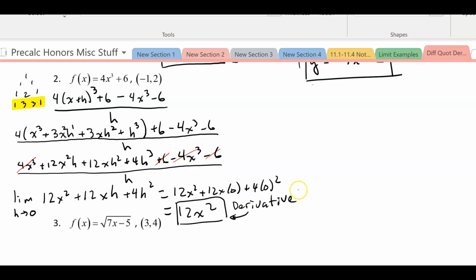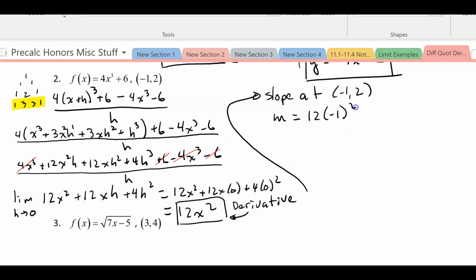And we're going to use that to help us find the slope at negative 1, 2. So all we need to do is substitute in negative 1. So it's 12 times negative 1 squared, which is going to be 12. So there's our slope. Now that we have the slope, we can find the tangent line.